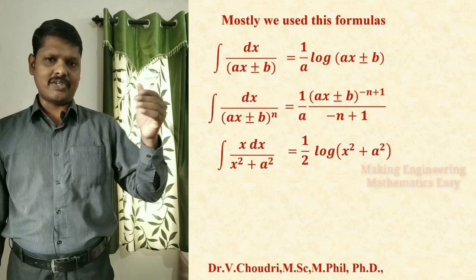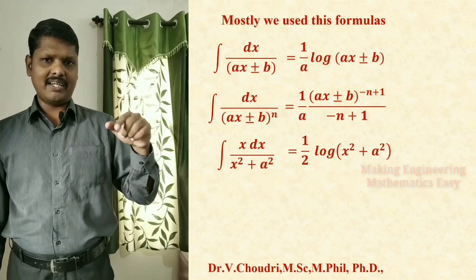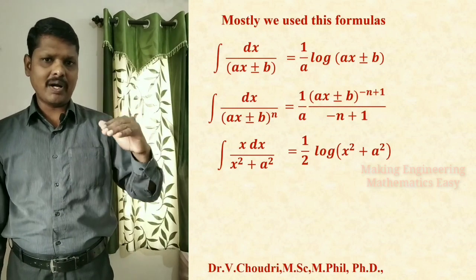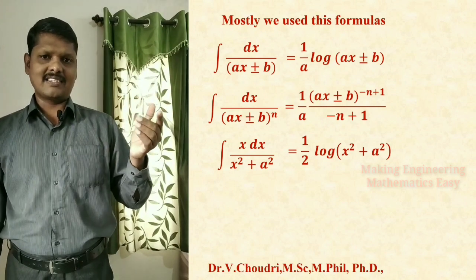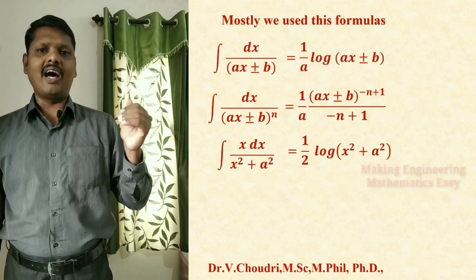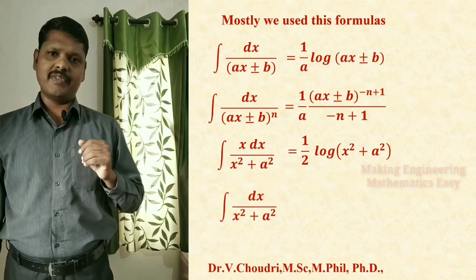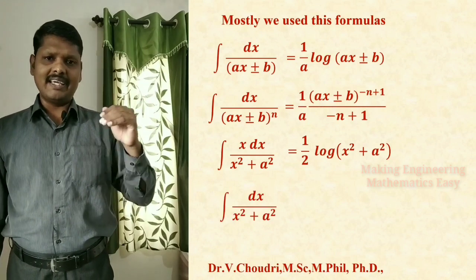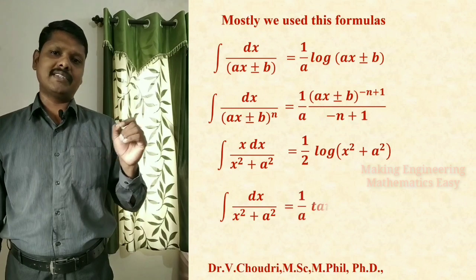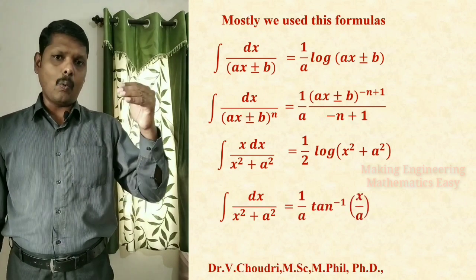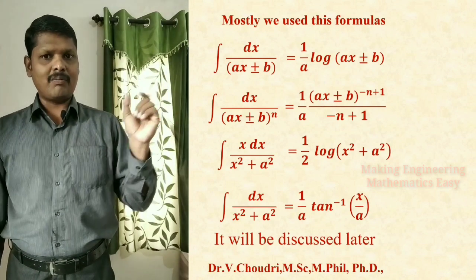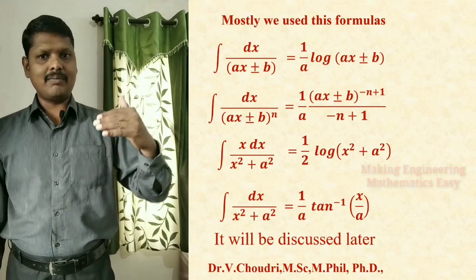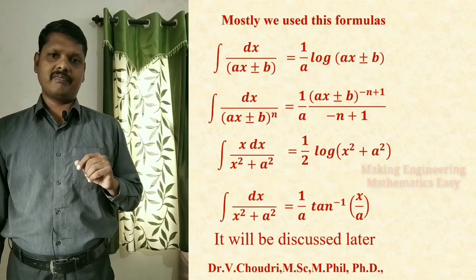Third, integral x dx by x square plus a square. Clearly, this is the substitution form because the denominator is x square plus a square, and the corresponding differentiation, x, is in the numerator. So the answer is 1 by 2 into log of x square plus a square. Fourth, the common one is integral dx by x square plus a square. Answer: 1 by a tan inverse of x by a. Actually, this formula will be discussed later. It comes under trigonometric substitution.